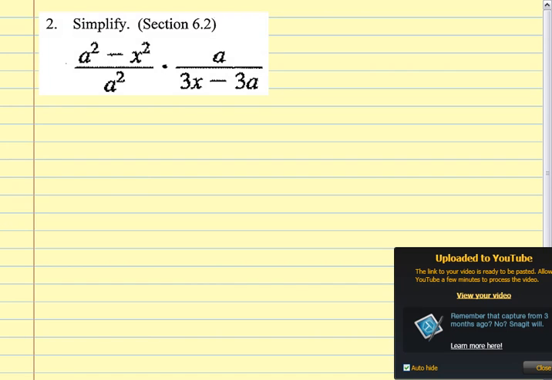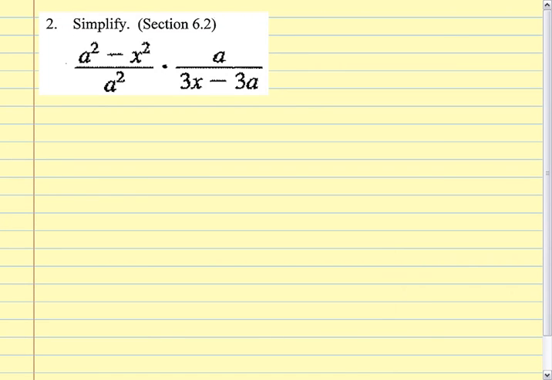Okay, folks, number 2. It says simplify. All right, so I'm just multiplying these two things. Folks, whenever I'm multiplying fractions, before I do anything, I want to factor these things and cancel them out if I can. Because if I don't, I'm going to get some real messy stuff that I'm going to need to factor later and cancel out.